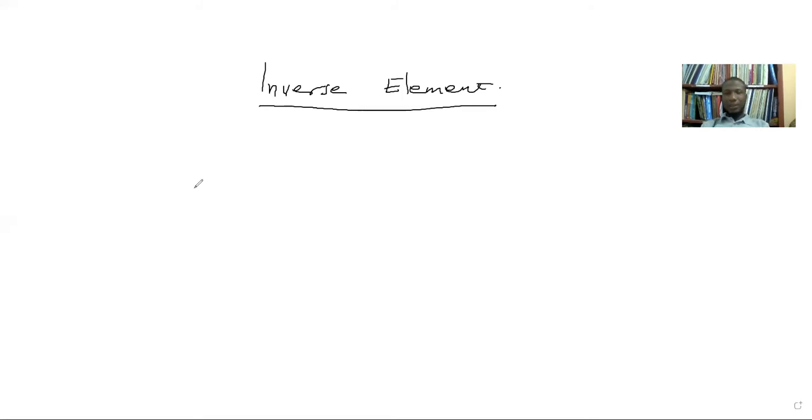Inverse element is any element that when we combine it with another element, we get the identity element for that operation. Let me state that again. For you to identify that a number or an element is an inverse of another, it means that when you combine that number with the original number under any operation, you should get the identity element for that operation.